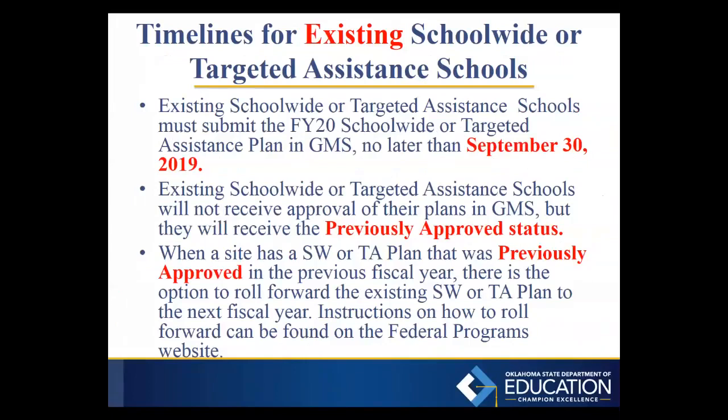So when a site has a school-wide or targeted assistance plan that was previously approved in the previous fiscal year, there is the option to roll forward the existing school-wide or targeted assistance plan to the next fiscal year. The instructions on how to roll forward can be found on the federal programs website. And I will go over the instructions with the district later in the PowerPoint.